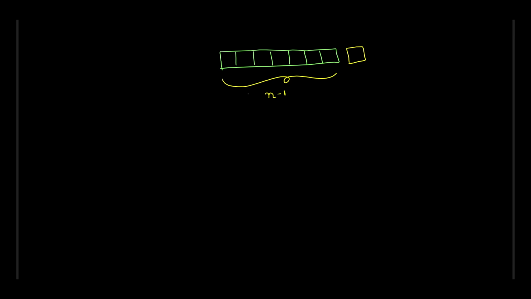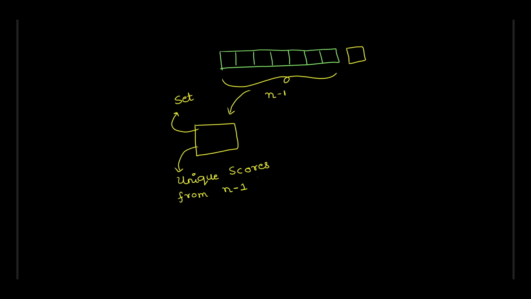you know how many unique scores can be computed. Suppose you store them in a set. This is a set, and this contains unique scores from n minus 1 problems. So this is like a DP idea that I'm exploring. DP might be overkill, might not even work, but let's see.